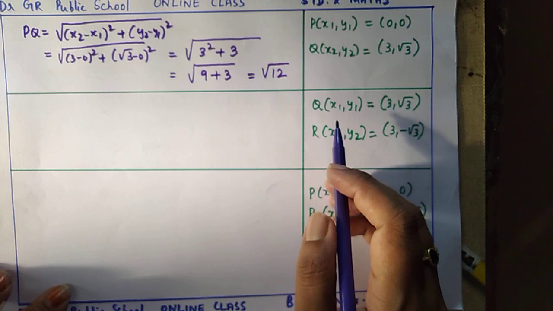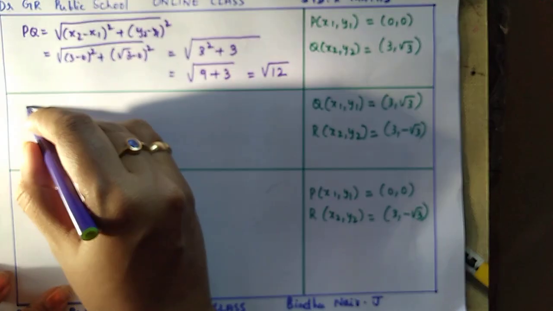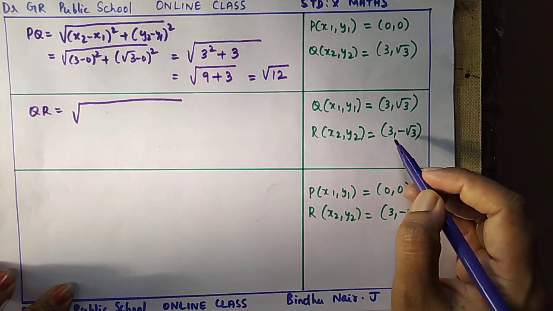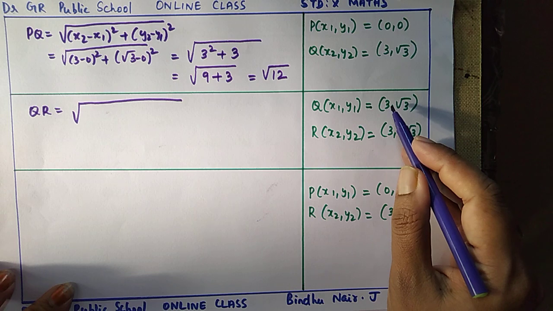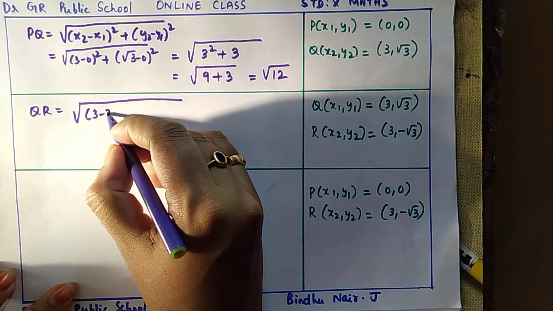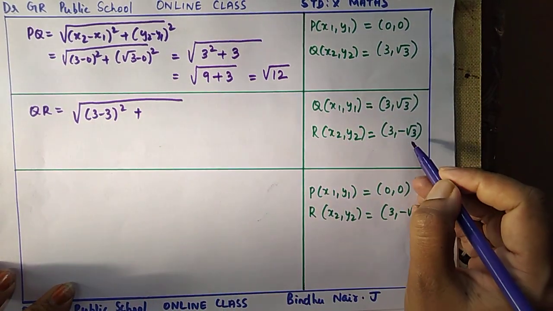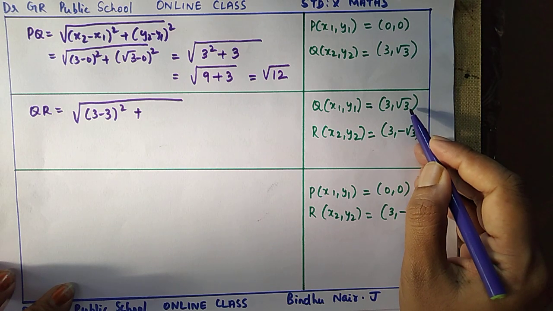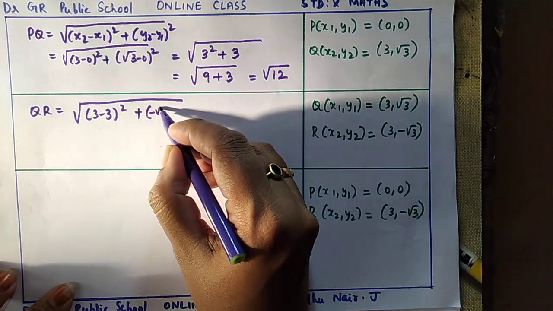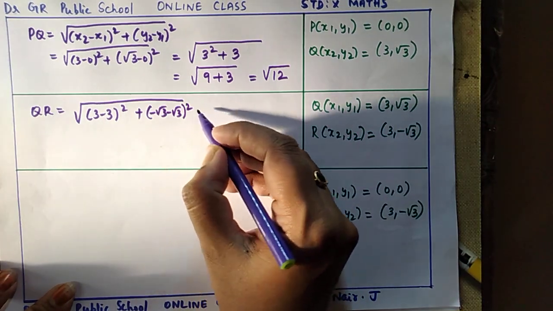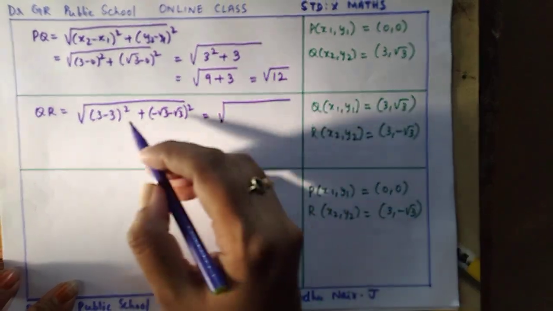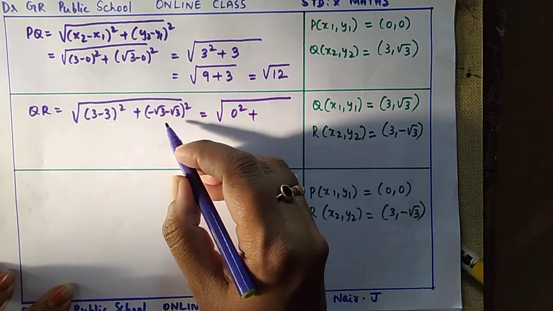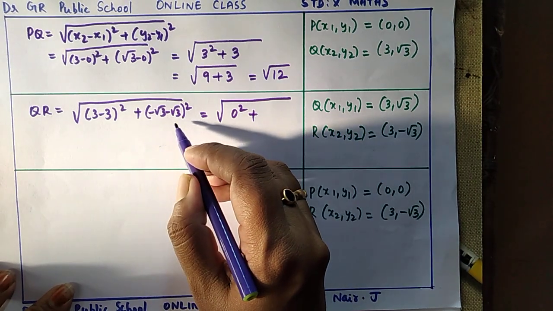Now we are going to the second distance QR. So what is QR? Again root of, here you see x2 minus x1, 3 minus 3, 3 minus 3 the whole square plus, here you see y2 is minus root 3. So minus root 3 minus root 3. Okay, minus root 3 minus root 3 the whole square. So that is equal to, what is 3 minus 3? You know 0. So 0 square is again 0 plus, what is minus root 3 minus root 3?